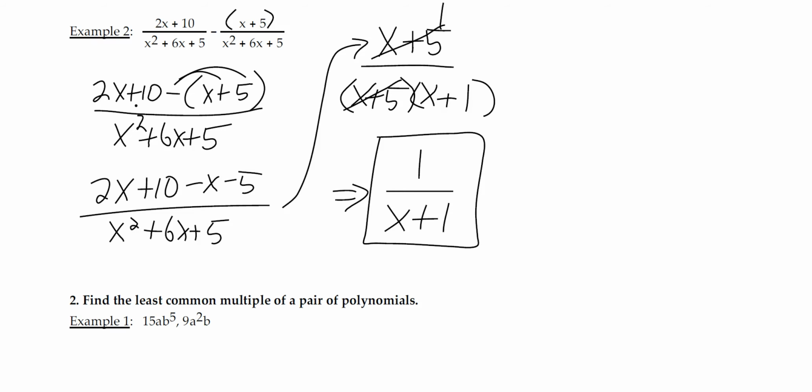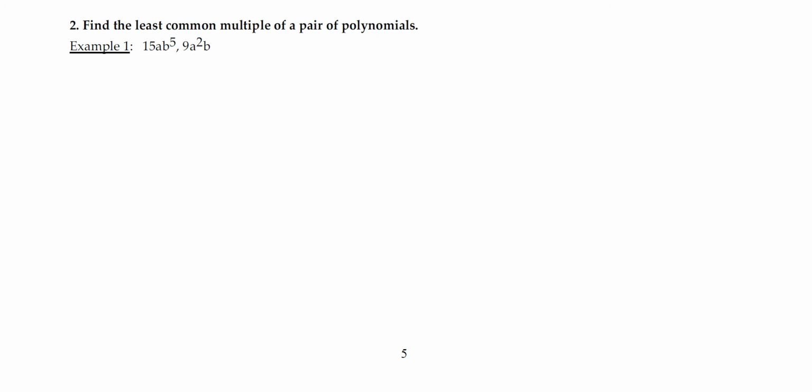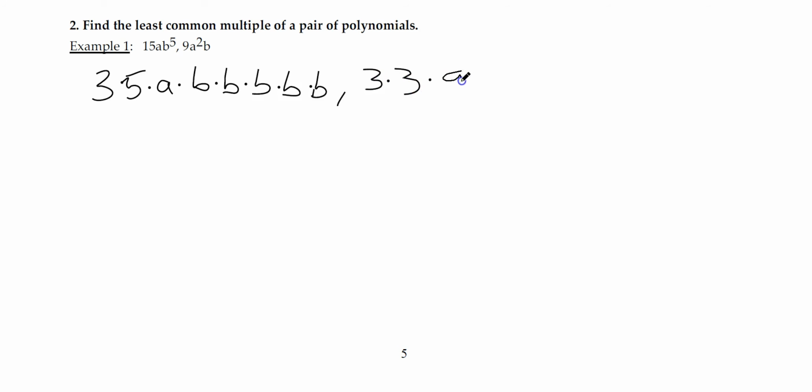Next objective. Find the least common multiple of a pair of polynomials. So essentially, you have to first look at the prime factorization. So 3 and 5 and a and 5 b's. And you don't necessarily have to write them all separately, but this first time I am. Okay, and the other one, 9, which is 3 and 3, and 2 a's and 1 b.